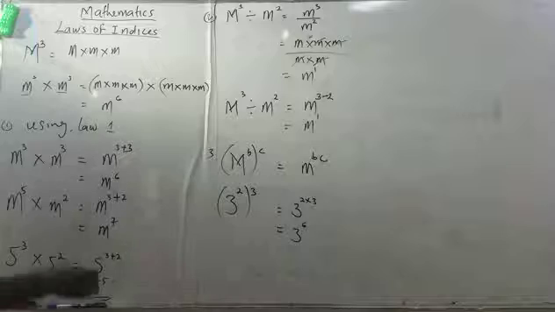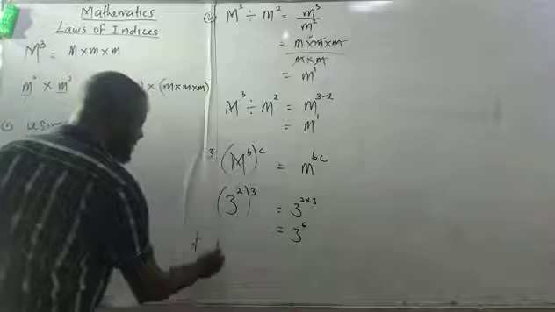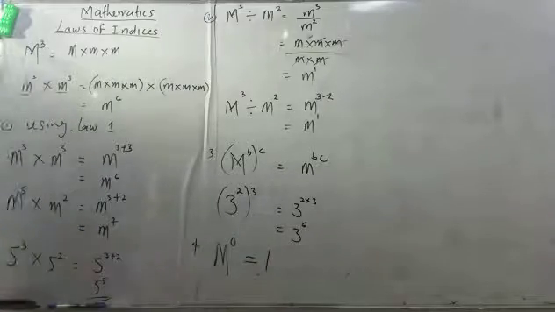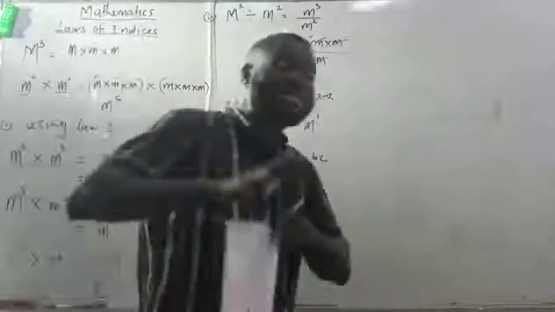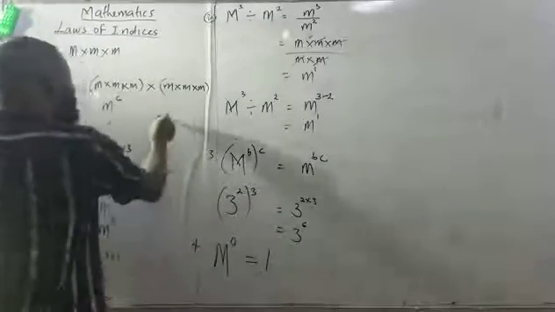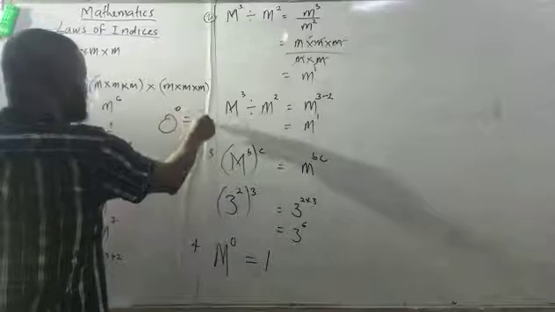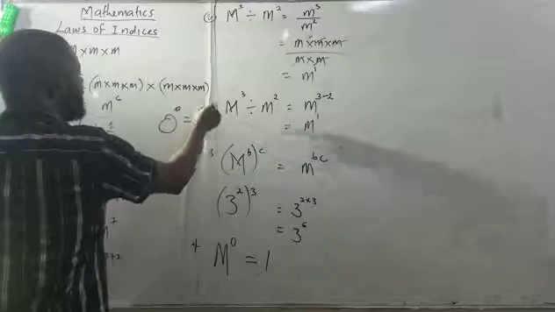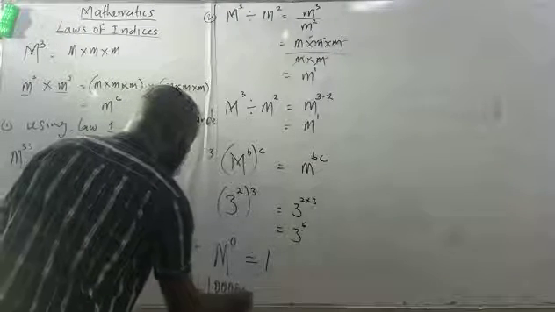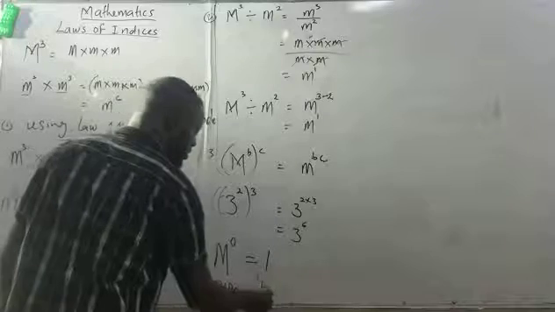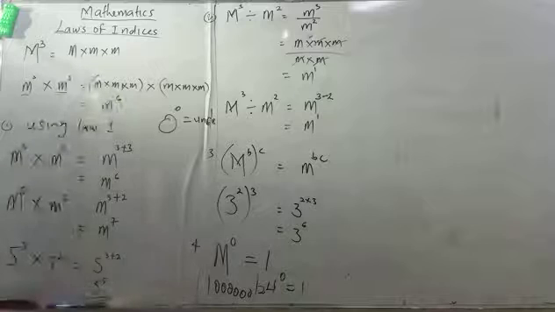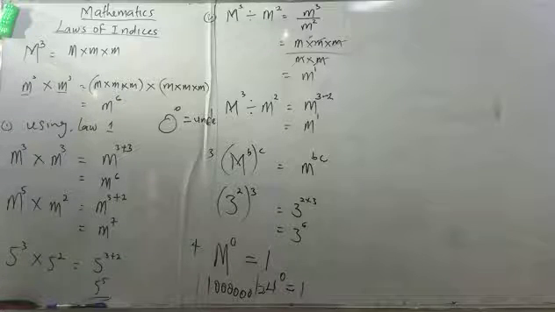Another thing you need to know, which is law 4: if I have n raised to power 0, it is equal to 1. Any number raised to power 0 is equal to 1, except 0 itself, because 0 raised to power 0 is undefined. Please take note of that. It's very important. Any number raised to power 0 is 1, except 0 itself.